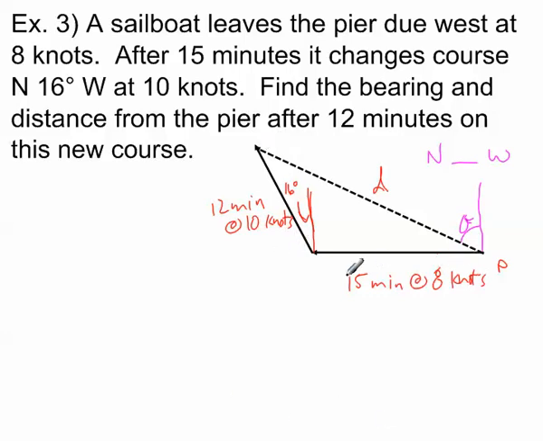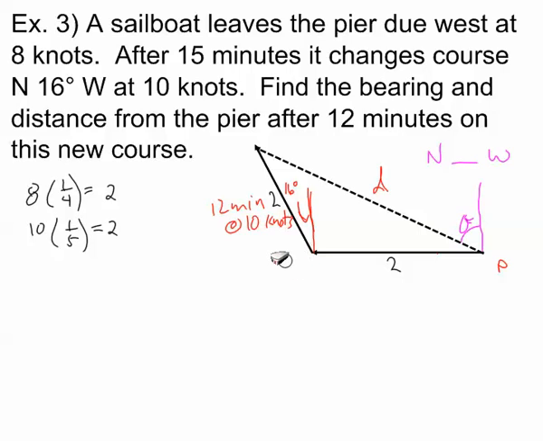So the first thing I want to do is get some side lengths for this triangle. I'm going to use my 15 minutes at 8 knots. 15 minutes is 1/4 of an hour, and at 8 knots per hour, that's going to give me 2 nautical miles for this side length. And then 12 minutes is 1/5 of an hour. So 10 knots for 1/5 of an hour is also 2. So this right here is 2. So let me take out this. And so now I have 2 side lengths of 2 miles.